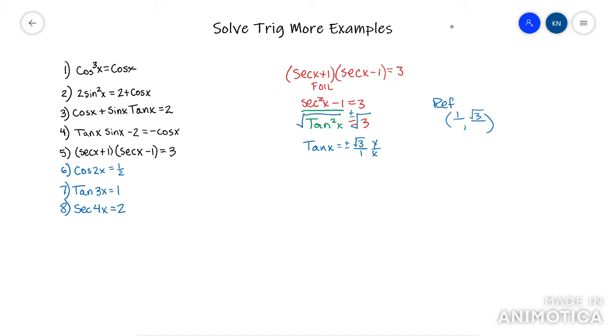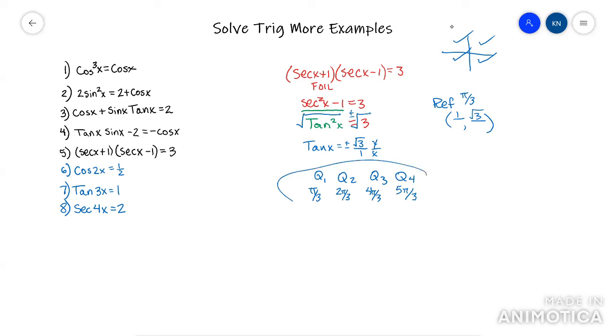Pi over 3. And since you have that plus minus there, that means you're in all 4 quadrants, because you don't care if tan is positive or negative. So you're going to have 4 answers here. And then you just use that reference angle and say in quadrant 1 it would be pi over 3. In quadrant 2 it would be 2 pi over 3. Quadrant 3 it would be 4 pi over 3. In quadrant 4 it would be 5 pi over 3. And those would be my 4 answers.